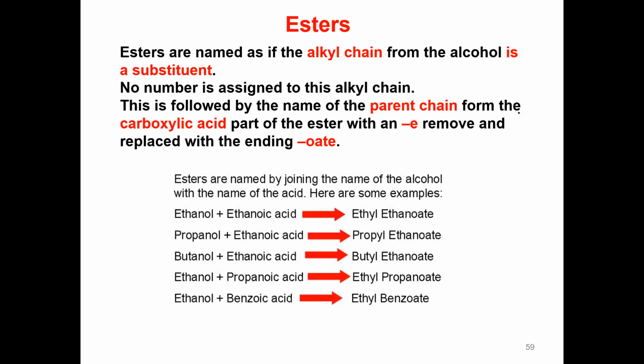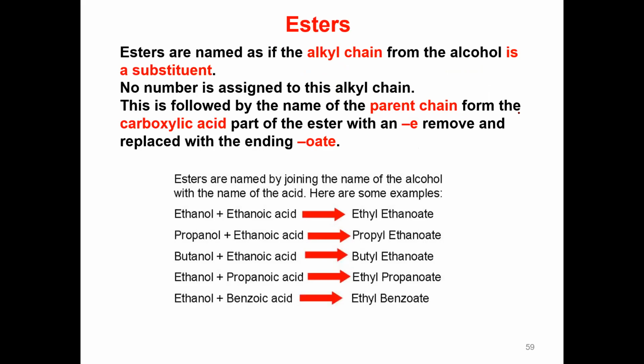So ester are named as if the alkyl chain from the alcohol is a substituent. No number is assigned to this alkyl chain. This is followed by the name of the parent chain from the carboxylic acid, part of the ester with an E removed and replaced with ending OATE. Ester are named by joining the name of the alcohol with the name of the acid.